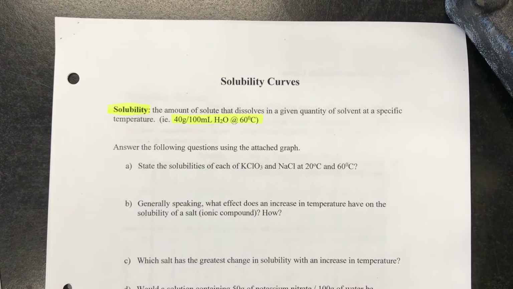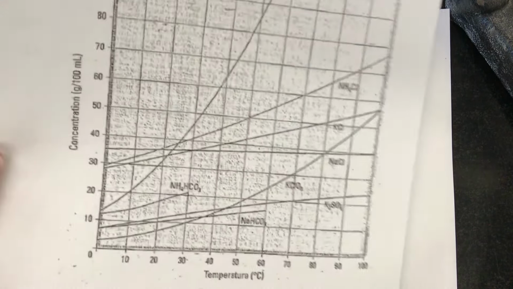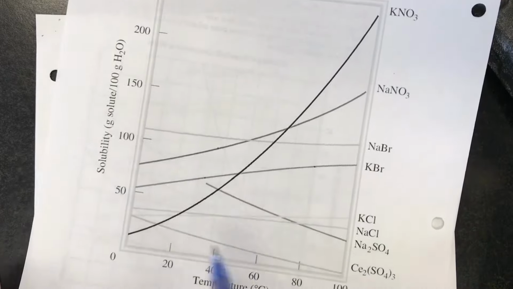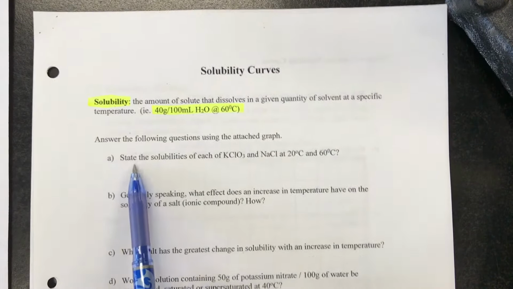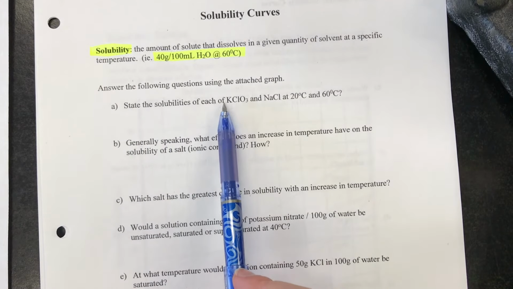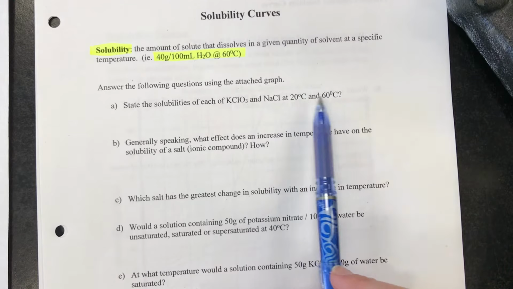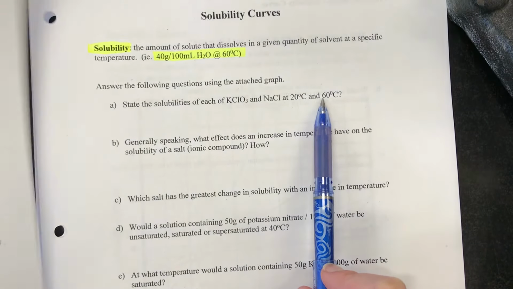So answer the following questions using the attached graph. Your graph is this one. There's also one on the back that you'll need for some of these homework questions. So let's look at A. State the solubility of each of potassium chloride and sodium chloride at 20 degrees Celsius and at 60 degrees Celsius.